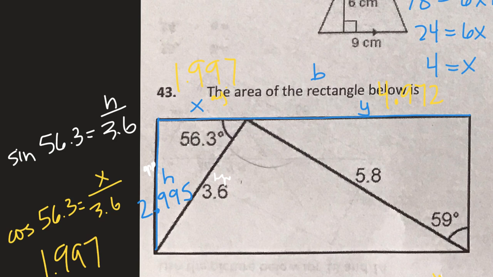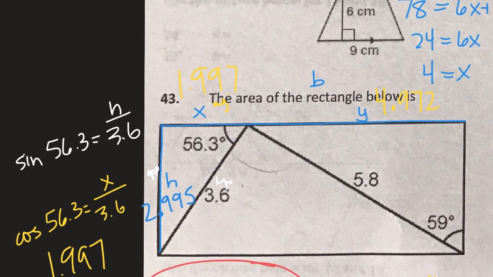times 1.997 plus 4.972. Okay, we'll do it exactly and see what we get. That is 20.866 as the area. So maybe your answer key says 21. That is some pretty good rounding, but 20.866 is going to be the exact area for that rectangle.